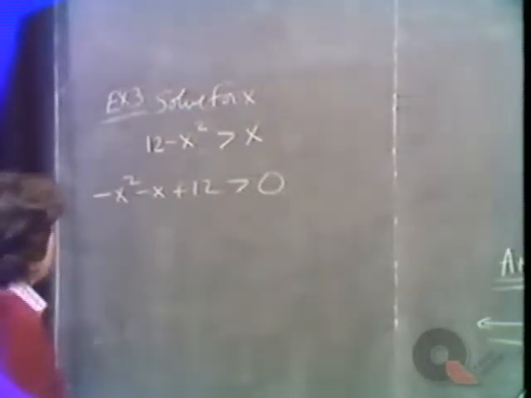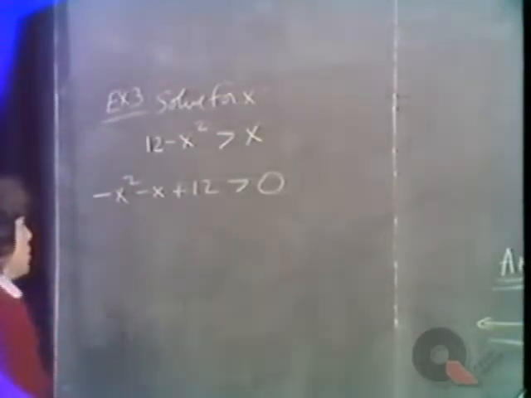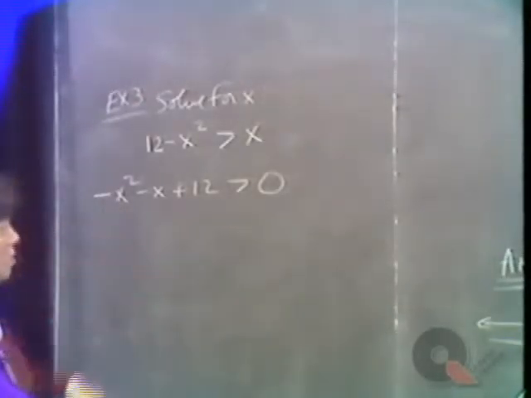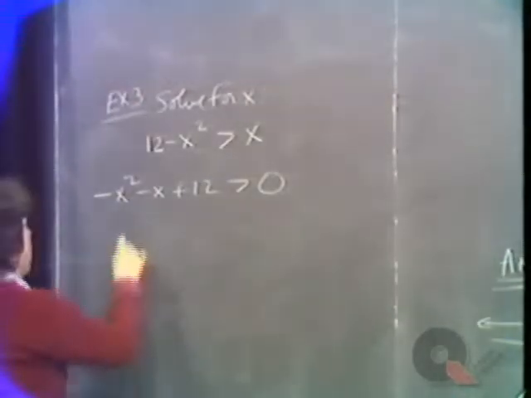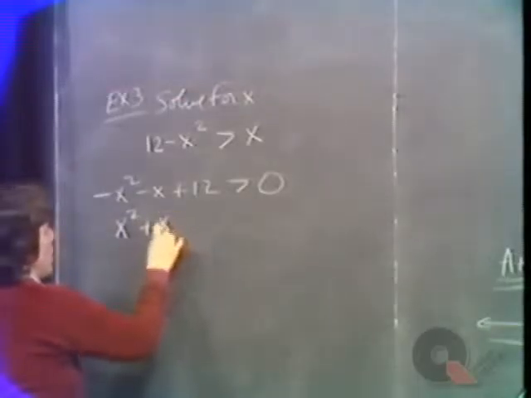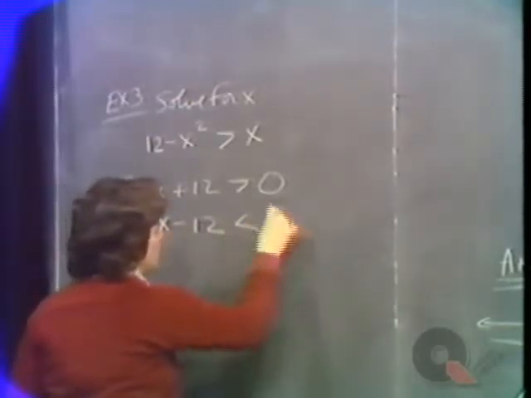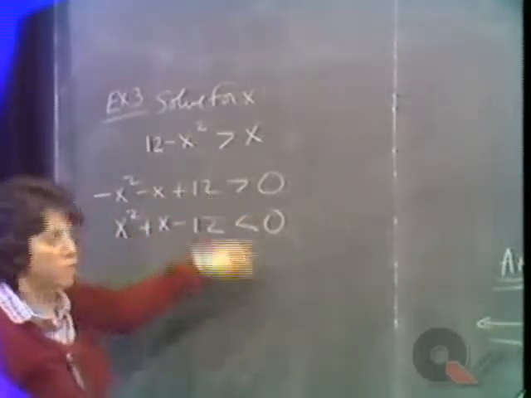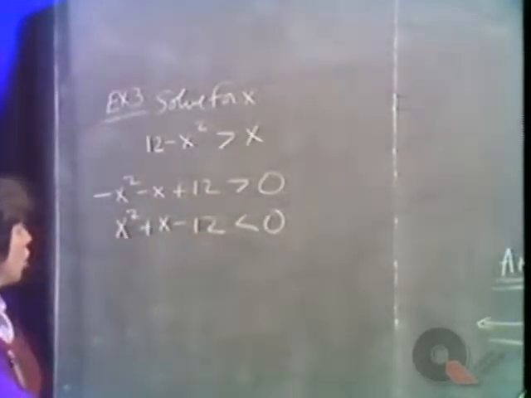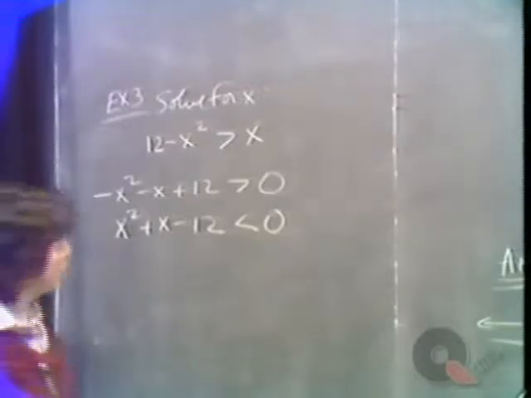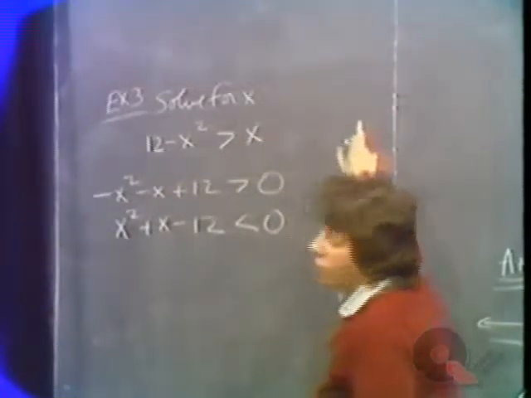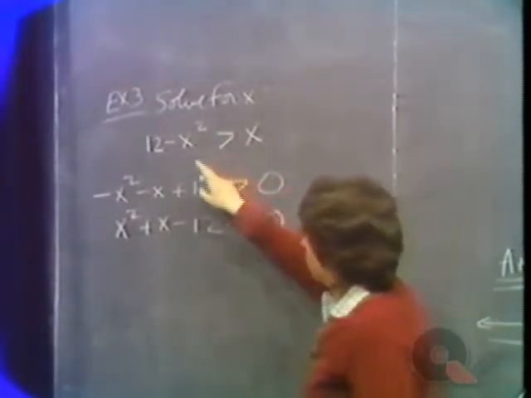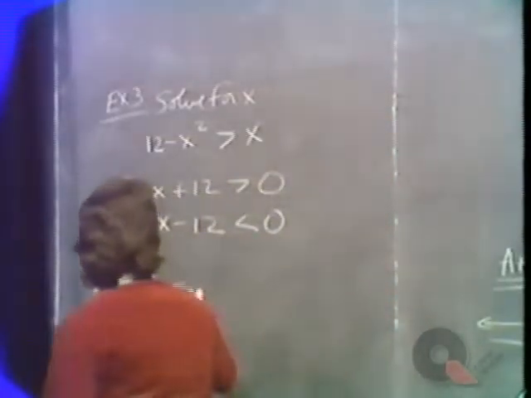And then I prefer to start with the lead coefficient plus 1. So I'm going to multiply through by minus 1, and that'll give me x squared plus x minus 12 less than 0. Because if you multiply through by a negative sign, you have to reverse the direction of the inequality. By the way, if you had decided to take the other approach, that is, get everything over on the right side, then we would have started with this.